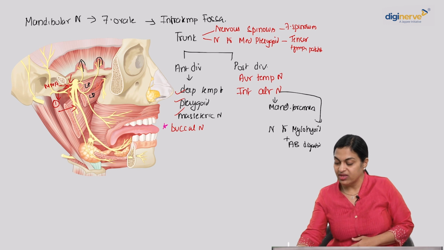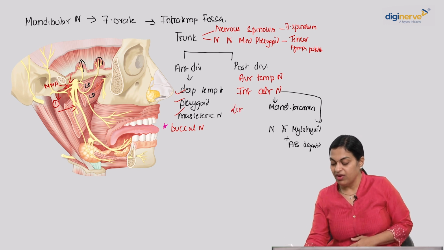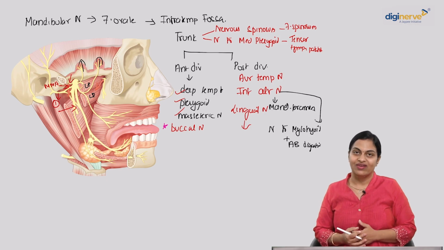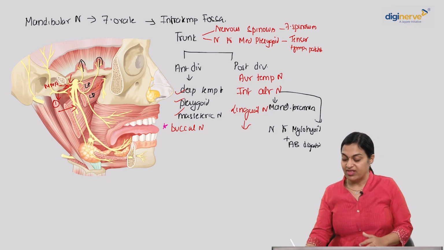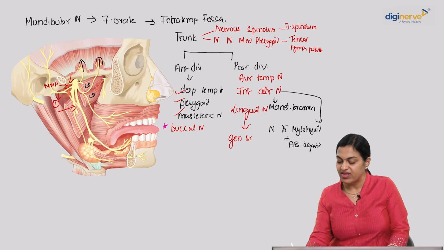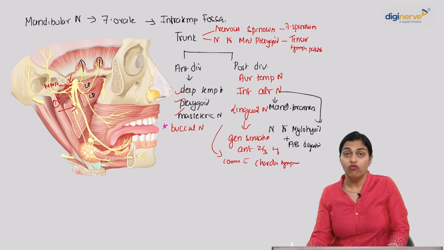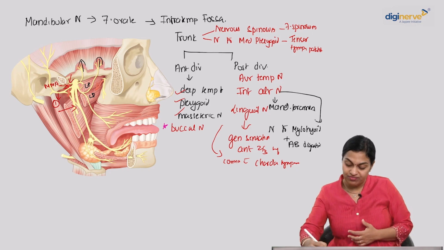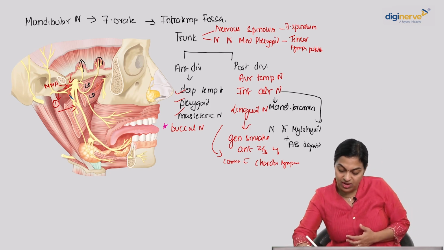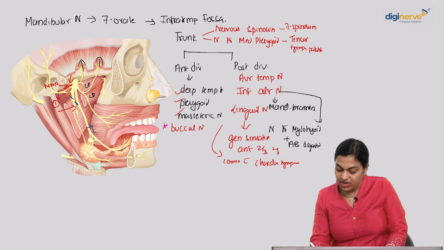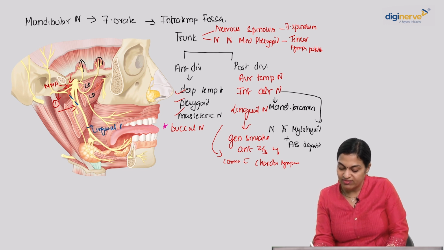Okay, and then the third branch coming from the posterior division is the lingual nerve. This lingual nerve carries general sensation from the anterior two-thirds of the tongue. And because of its communication with the chorda tympani, I told you, two functions of chorda tympani are handed over. This is the chorda tympani that joins the lingual nerve. This is the lingual nerve.